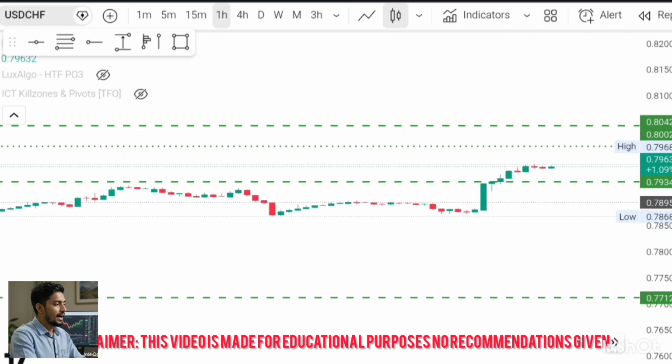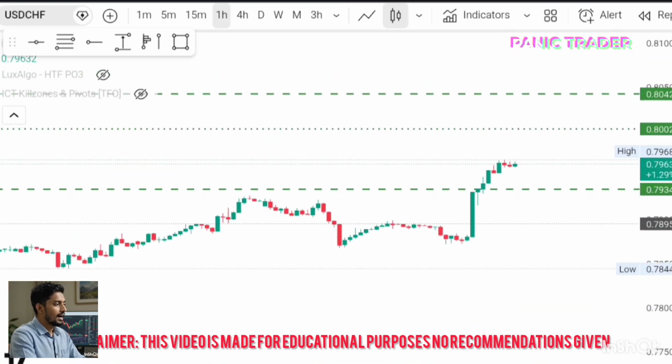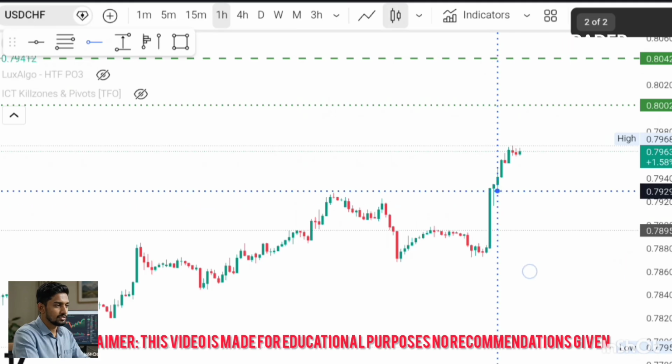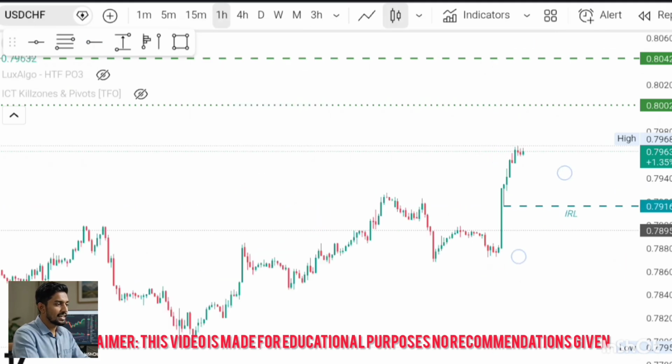In lower time frame, can we see any internal structures? Yes. I'm marking these zones as internal structure. This is going to be IRL. Let's see whether it's getting triggered. If it's getting triggered, I will be very bullish.